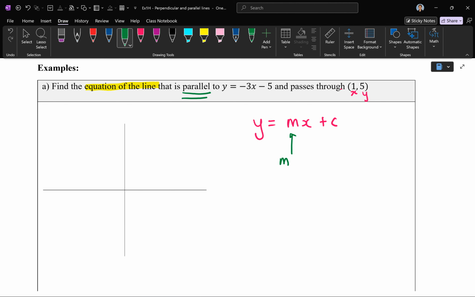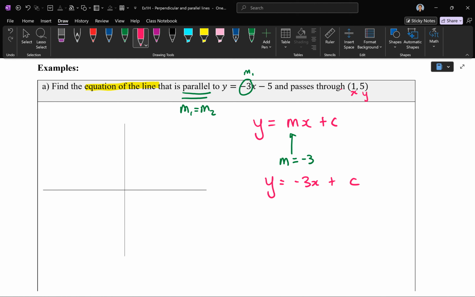What must m be equal to? Can I please have Rowan? Negative 3, because they said parallel. These two lines, if I want them to be parallel, they need to have the same gradient. Parallel means m1 equals m2. Well, since this is m1, the first one that I've got, it's negative 3, well then m2 must be negative 3 too. So the only thing I don't know now is I've got y equals negative 3x, so that guarantees it's going to be parallel. The only problem is I don't know what c is.